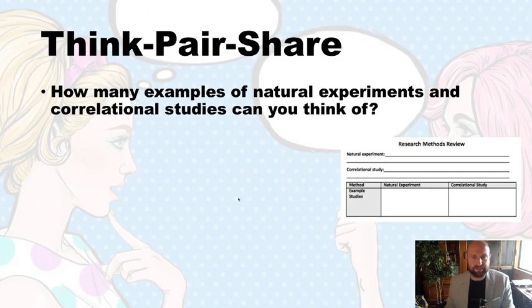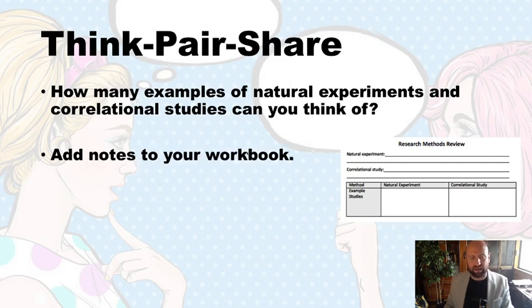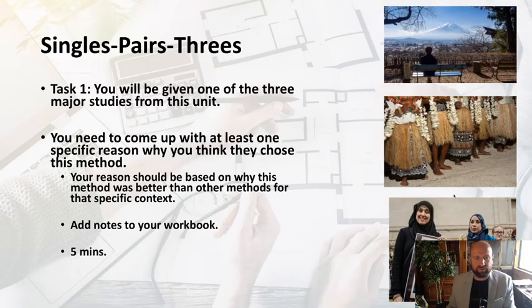Okay, another think, pair, share. Can they think of examples of natural experiments and correlational studies from any of the course? And they should also, of course, put in here the studies from this unit, as well as any others. So how many of them can they think of?